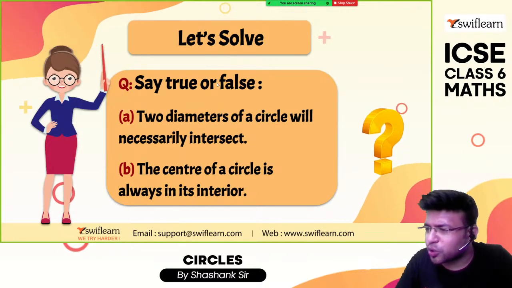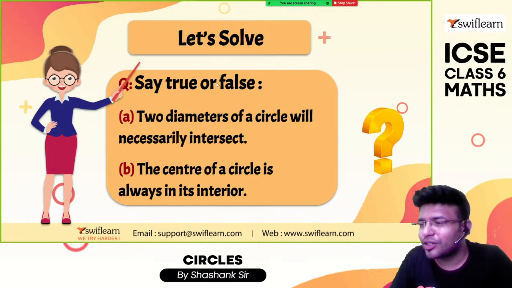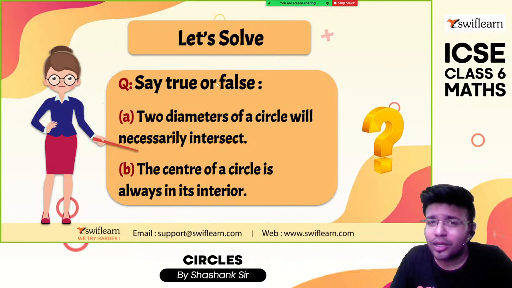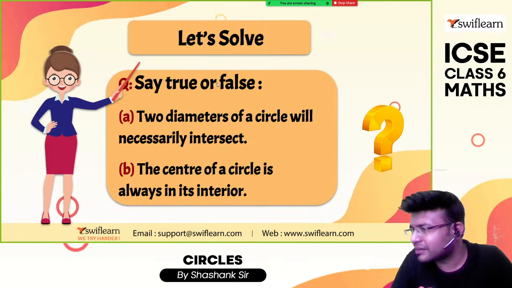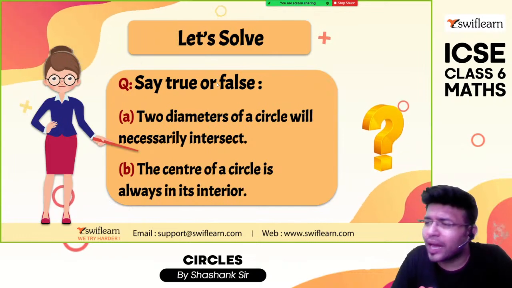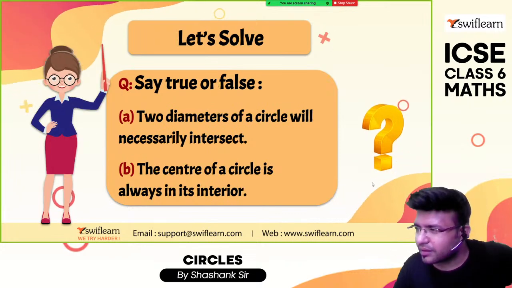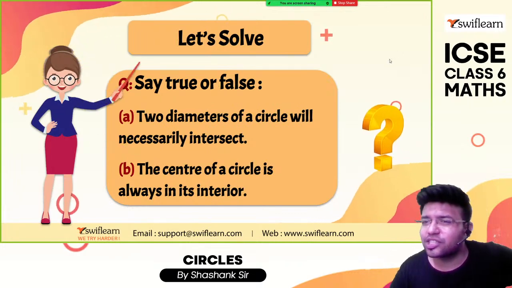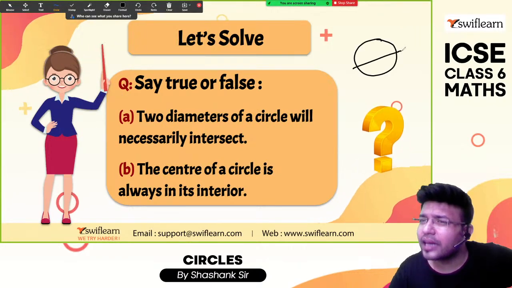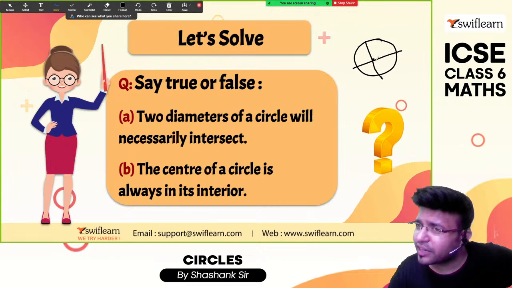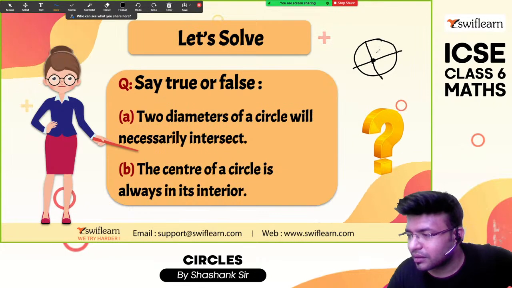Okay. Say true or false. This is for Ankrit and his friends. So, Ankrit, two diameters of a circle will necessarily intersect. If you consider any two diameters in a circle, will they intersect? Intersect means टकरा जाएंगे? Yes, definitely the answer is true. So draw a circle, draw any two diameters, they will definitely intersect at the center.